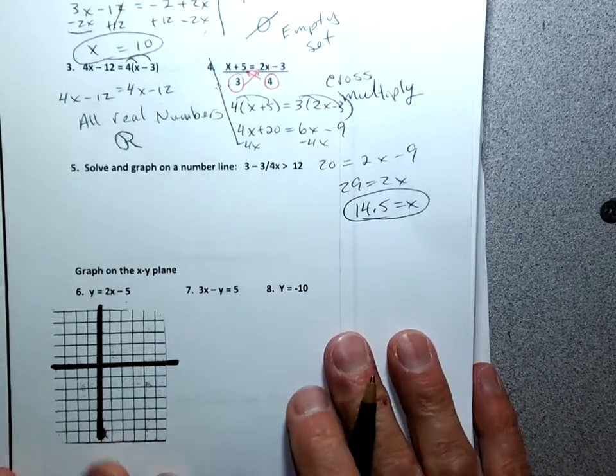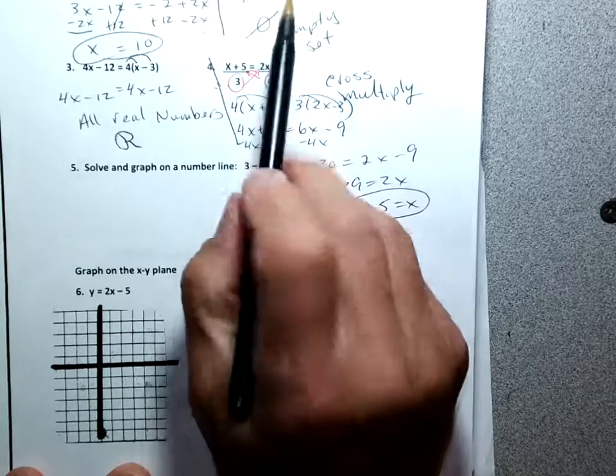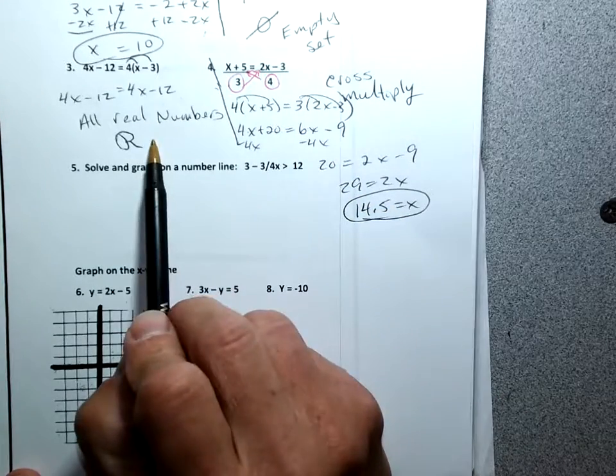Everybody okay on that? Does that make sense? One of the things I know you're good at, you're pretty good at solving for x, so that helps. There's only 2 tricky ones on this one, and that was the empty set one on 2 and the all real numbers one on 3, okay?